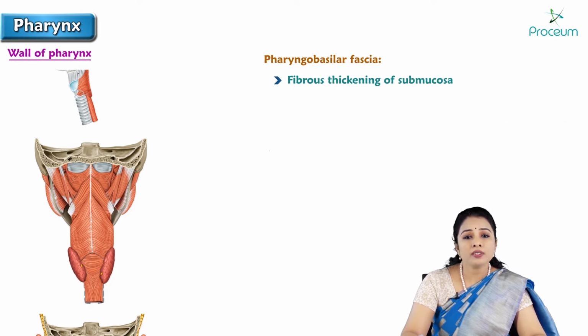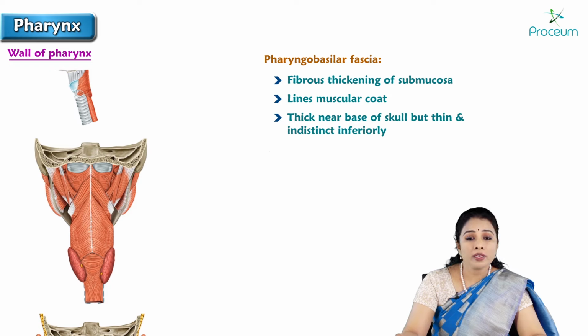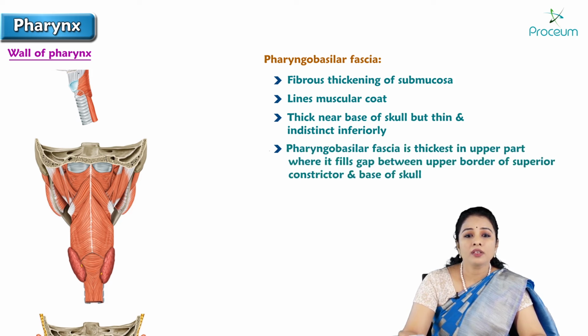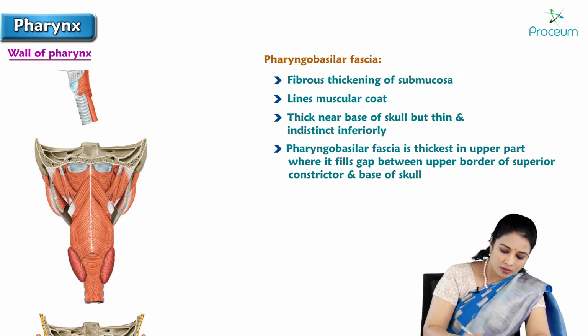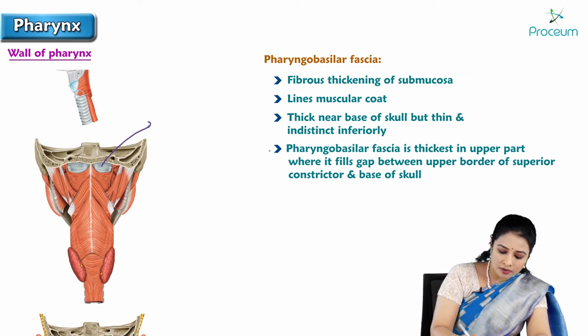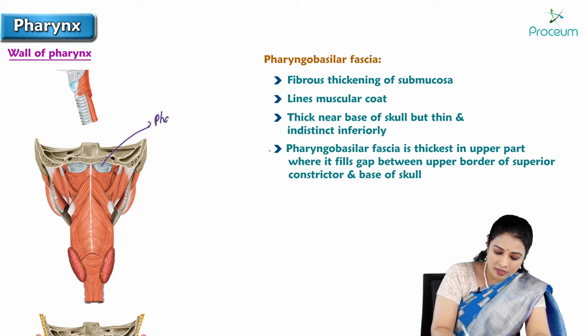The next layer is the pharyngobasilar fascia. It is a fibrous thickening of the submucosa and it lines the muscular coat, and it is thick near the base of the skull but thin and indistinct inferiorly. Pharyngobasilar fascia is the thickest in the upper part, where it fills the gap between the upper border of the superior constrictor and the base of the skull. So this gap is filled with the pharyngobasilar fascia.